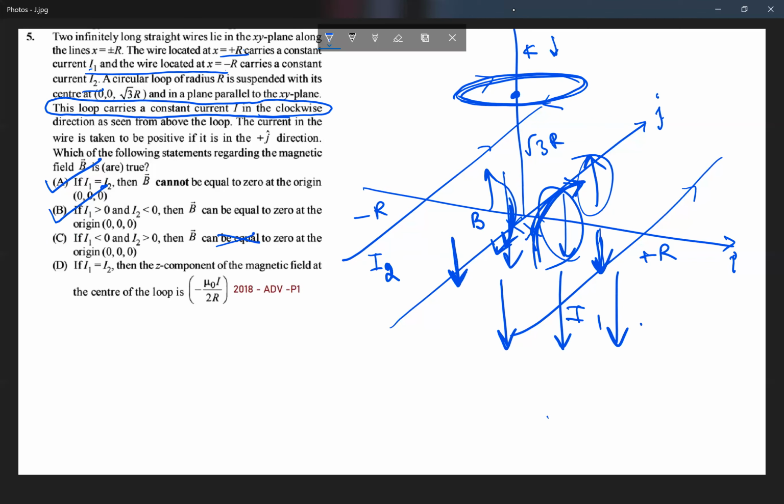If I1 is equal to I2, the z component of the magnetic field at the center of the loop is equal to μ0 I by 2R. This is a fairly simple thing to derive. We can say that the magnetic field at this point will be equal to μ0 I divided by 4π, times the area of the loop, which is π r squared, divided by (r squared plus x squared) to the power 3/2. Here x squared is (√3 r) squared, which is 3r squared, plus r squared gives 4r squared, whose square root is 2r. If you cancel out these values, you'll see that the magnetic field is equal to μ0 I by 2r. This option is also correct.